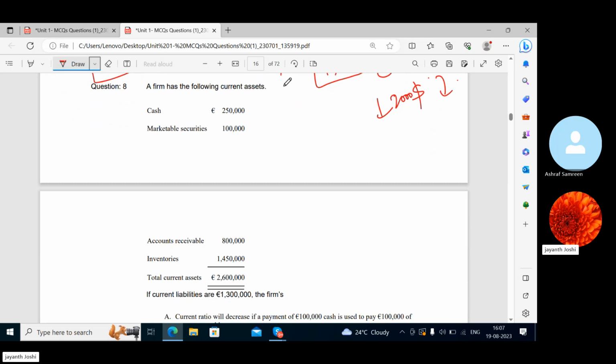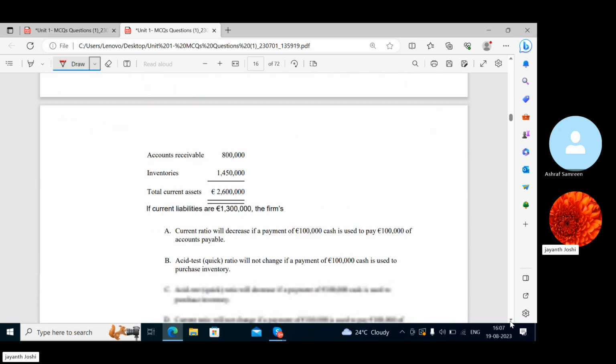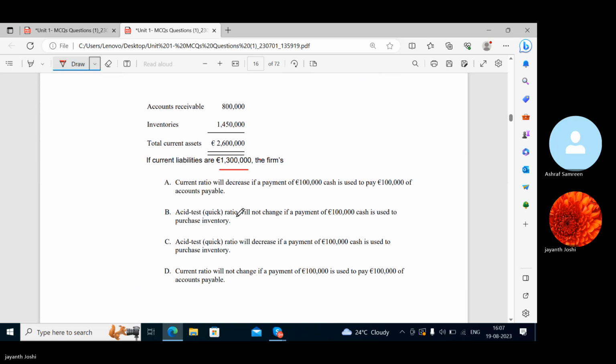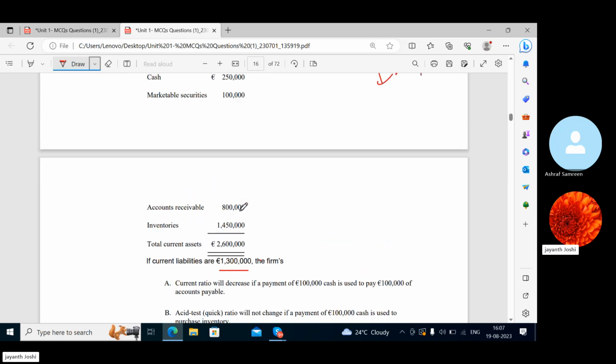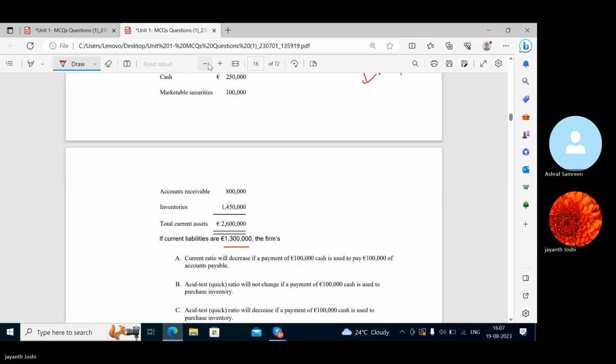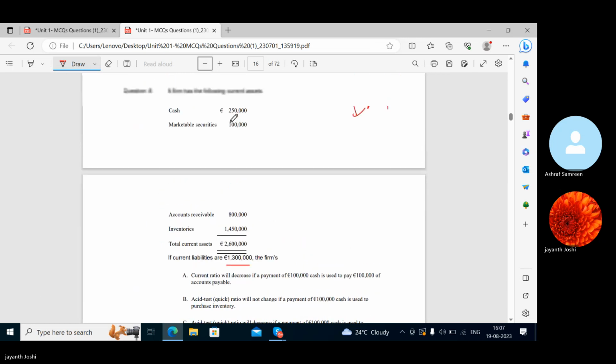Now, a firm has following current assets. What are they asking you? Current liabilities are also given. Now, this question you need to do summary. I'm just showing the screen. So I will read it. Firm has following current assets, current liabilities given.